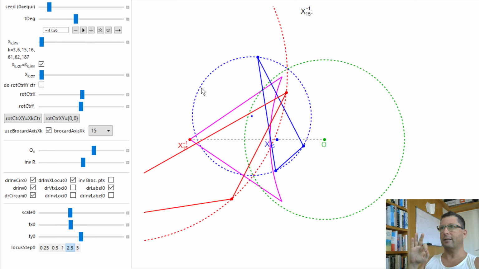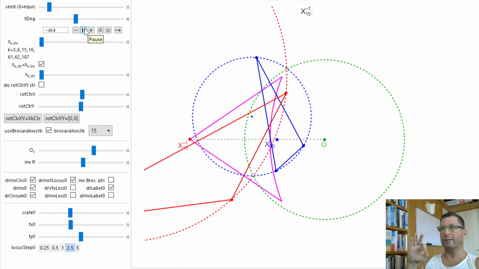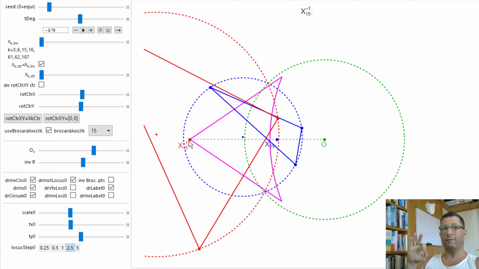You can see here that this blue circumcircle is rotating counterclockwise, and as it rotates counterclockwise, O is going to be exterior to the circumcircle. So during this period, X15 of the inversive is stationary at this tip of this delta curve.